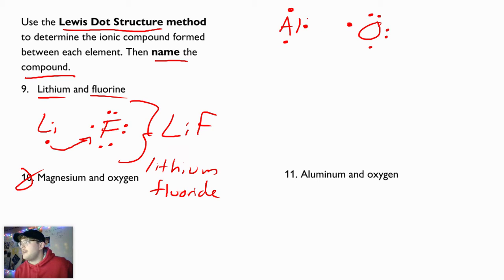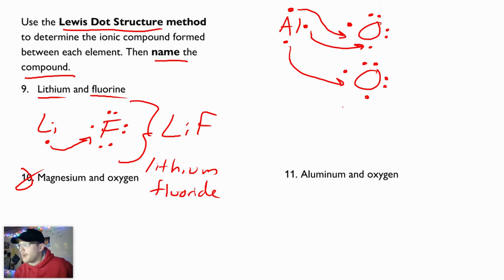So I know that aluminum is going to donate because it's the cation. It's going to lose electrons. So those 2 can go in the 2 empty spots on oxygen. But here's the problem. I've got 1 left on aluminum. So I have to add another oxygen. Why? Because I need more spots to fill. So now I've got 2 more spots to fill. So that electron can go in one of those spots.